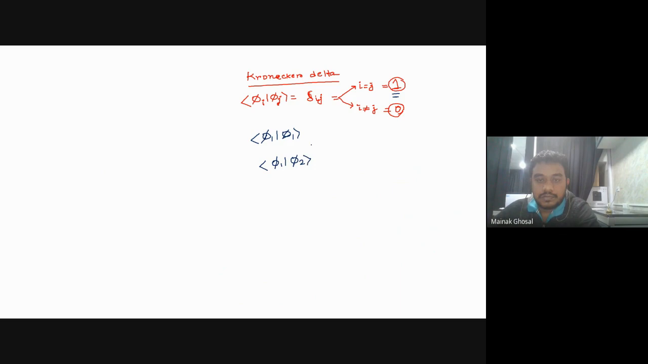So if phi 1 is equal to phi j, I have said that this value will be equal to 1. If phi 1 is not equal to phi j, I can see that 1 is not equal to 2, phi 1, phi 2, this will be orthogonal. So when both things are the same, the value will be 1. When both things are different, the value will be 0.